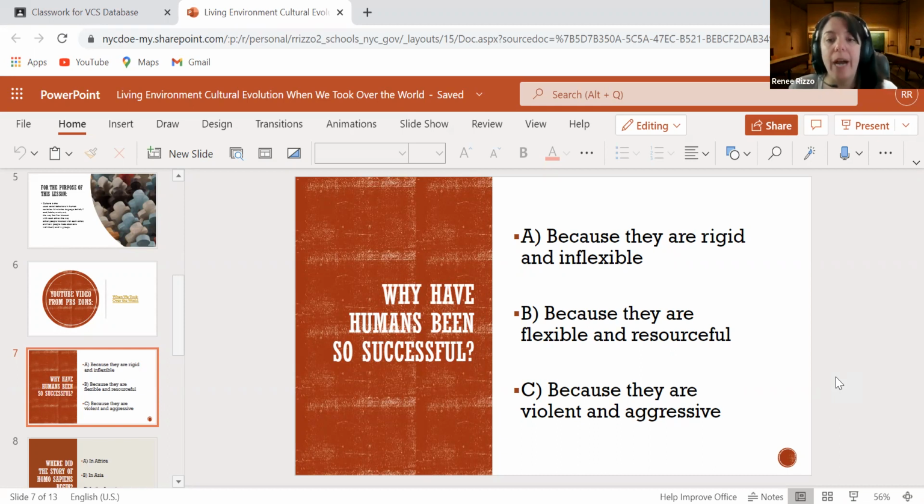And you could go over how A, it's not necessarily good to be rigid and inflexible because life is always changing and we need to adapt, right? So A would not be a very good answer. And C, because they are violent and aggressive, would not be a good answer either, because violence and aggression are not behaviors that we try to encourage, right? But one of the reasons that humans have been so successful is because B, they are flexible and resourceful. They adapt to changes in their environment.